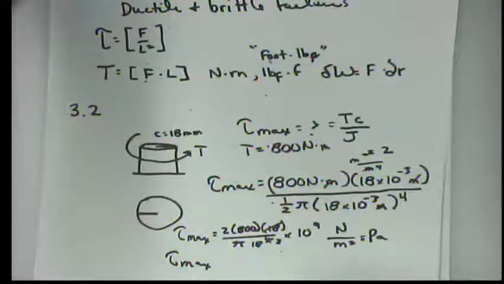So I have 2 times 800 divided by pi and divided again by 18 raised to the 3rd power.